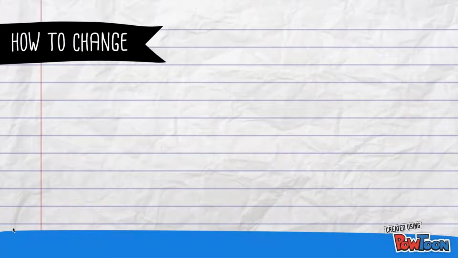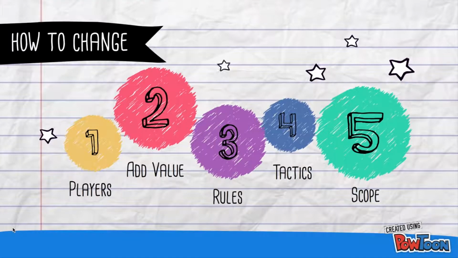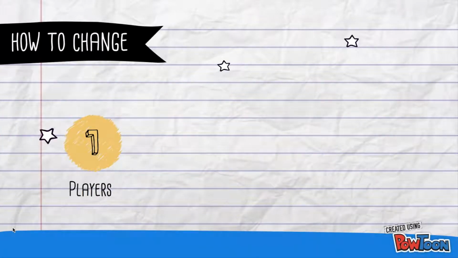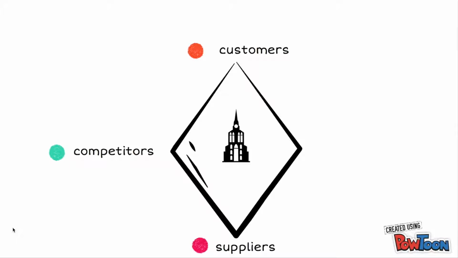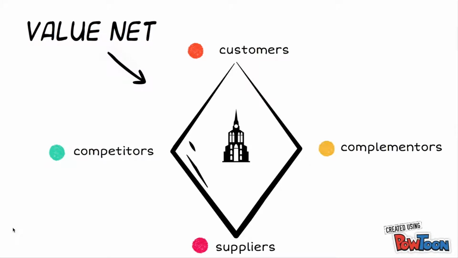In order to change the game, we must understand how to change the game. There are 5 fundamental elements of the game of business. 1. Players. The complete list of players consists of customers, suppliers, competitors, and complementers. By using value nets, we can identify all the players and their relationships that are useful to a company.